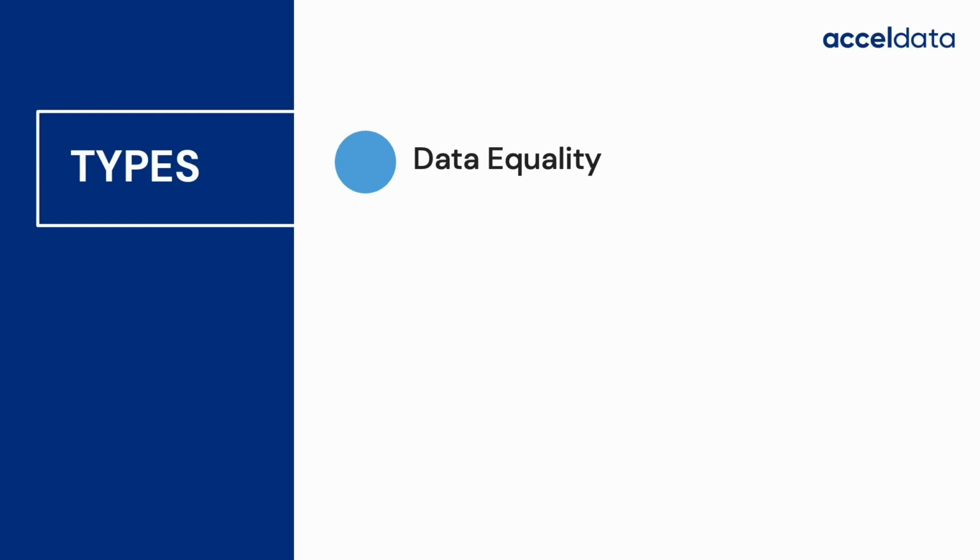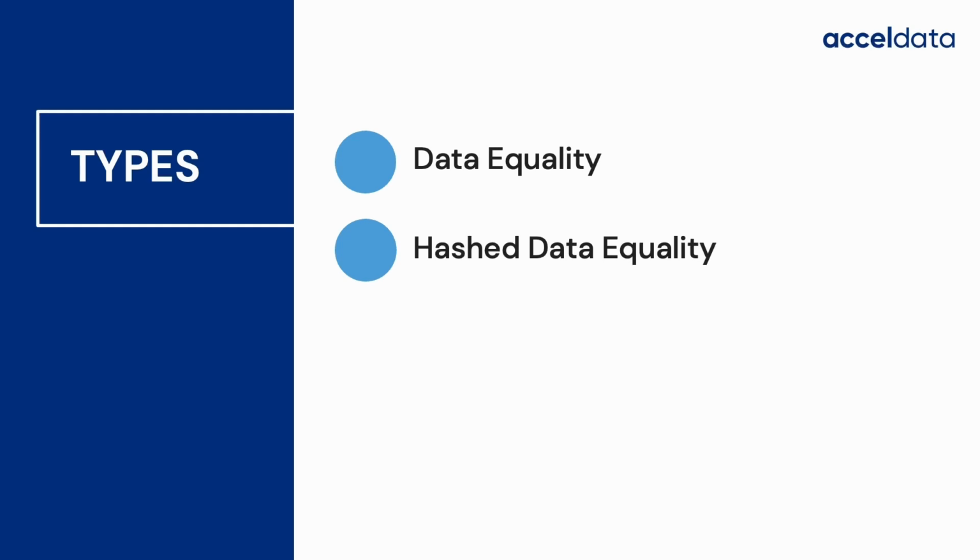The first type is data equality. In this type of reconciliation policy, the system joins both data sources based on the ID column provided and tries to evaluate the condition provided on the selected columns. If any one or more of the provided conditions on columns fail, then the policy execution result will be marked as failed.